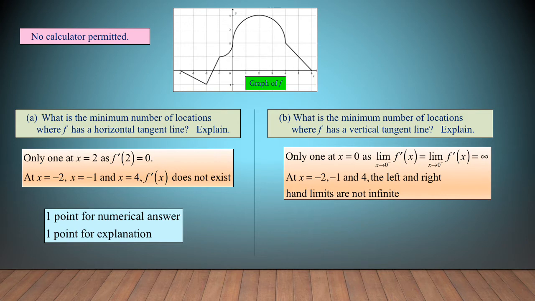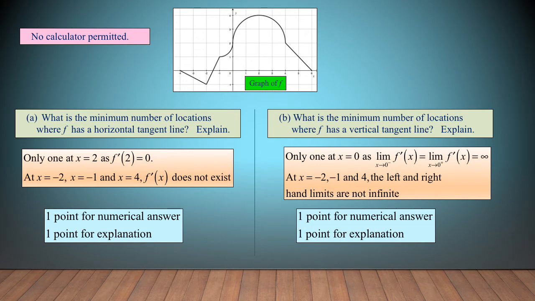At x equals -2, x equals -1, and x equals 4, the left and right hand limits are not infinite, so there is no vertical tangent. As in part A, 1 point for the numerical answer of x equals 0, and 1 point for the explanation of why there is a vertical tangent at x equals 0. There does not have to be any discussion about why there are no vertical tangents at x equals -2, -1, and 4.